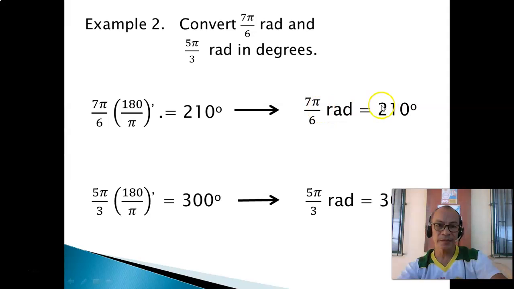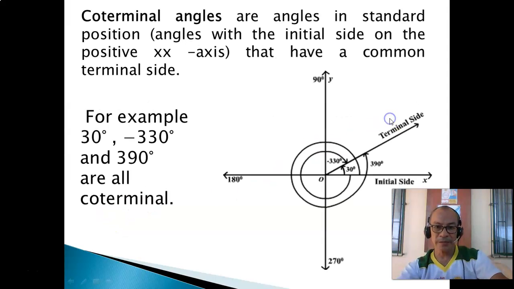Example 2. Convert 7 pi over 6 radians and 5 pi over 3 radians to degrees. So 7 pi over 6 times 180 over pi is equal to 210 degrees, meaning 7 pi over 6 radians is equal to 210 degrees. 5 pi over 3 times 180 over pi is equal to 300 degrees.